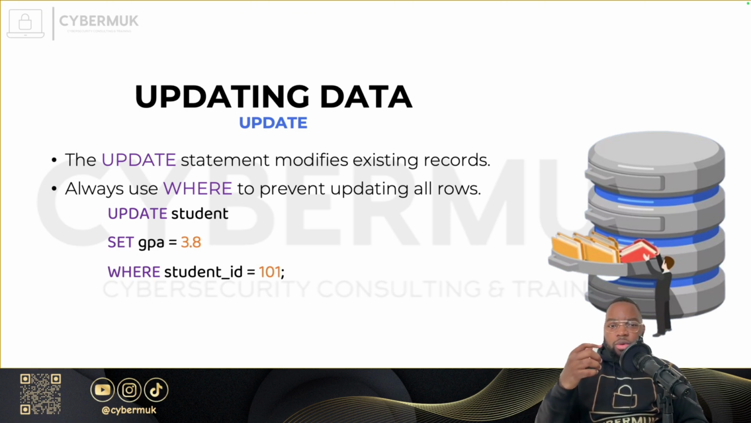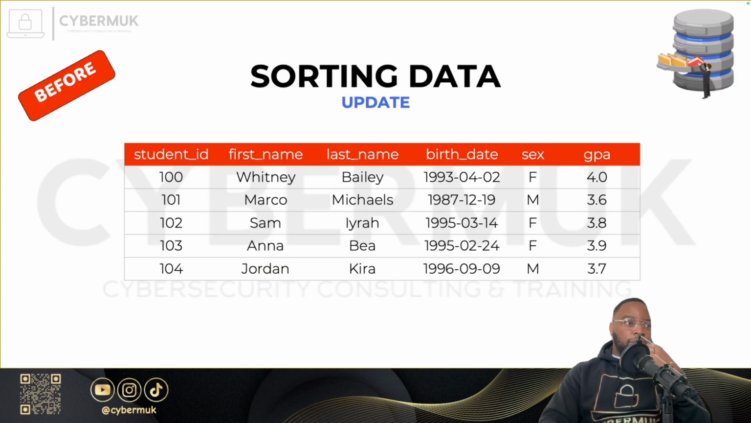Meanwhile, if you say where student name or where first name equal Whitney, you could have multiple other students called Whitney. So that will update the GPA for all of them. But when you update the student ID only, that's the primary key, it will only update for that specific student. Hope it makes sense. Let's take a look at this here.